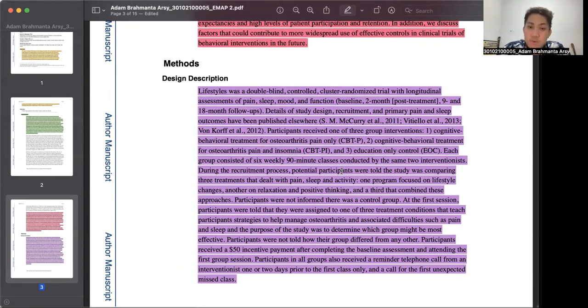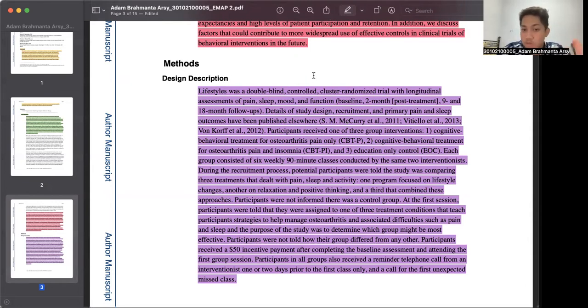During the recruitment process, potential participants were told the study was comparing three treatments that dealt with pain, sleep, and activity. One program focused on lifestyle changes, another on relaxation and positive thinking, and a third that combined these approaches. Participants were not informed there was a control group.